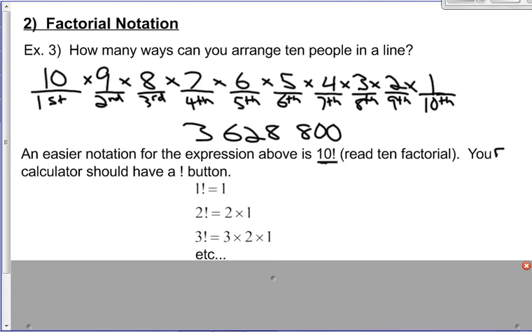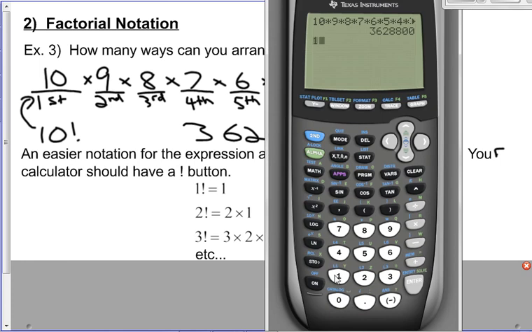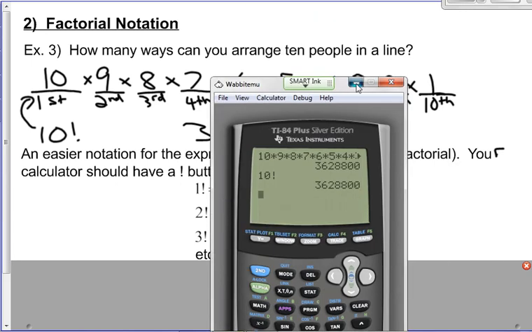1 factorial is just 1. 2 factorial is 2 times 1. 3 factorial is 3 times 2 times 1, all the way down. So 10 factorial would be this thing that we just wrote up here. And on my calculator, I can go and say 10. And I have to go over and try and find it under probability on this Texas Instruments calculator. They're all a little different. But you can see that you can just type in 10 factorial, and it goes pretty quick.